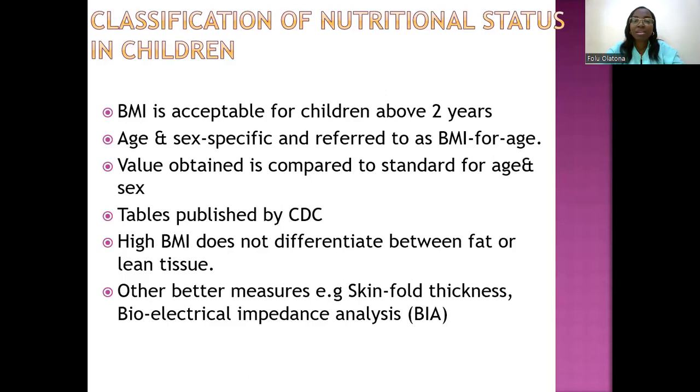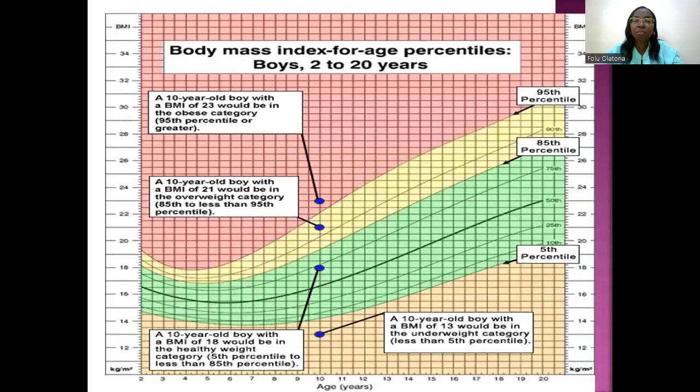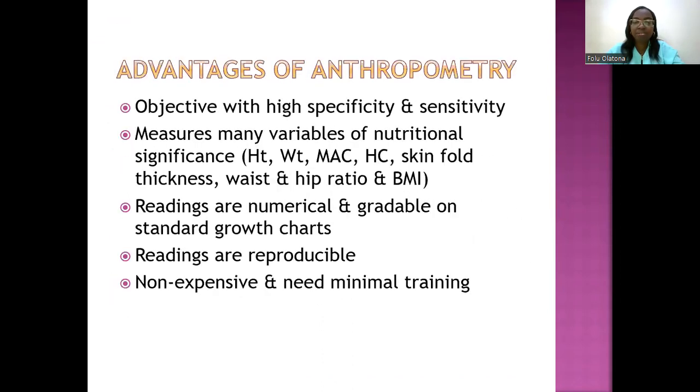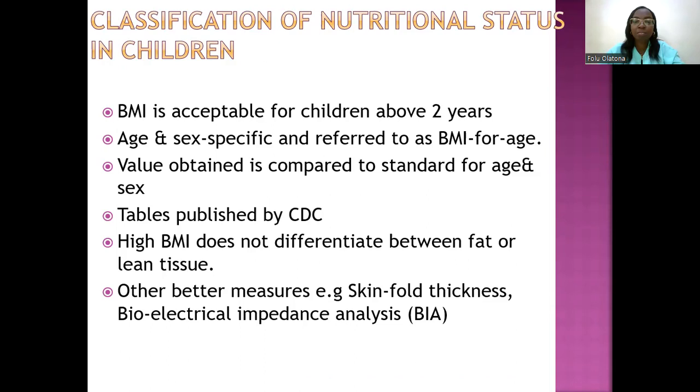Age and sex specific. So you see that this one is for boys. There are others that are for girls. So I'm using this example. So note that the BMI chart is age and sex specific. The value obtained is compared to the standard for age and sex. High BMI does not differentiate between fat or lean tissue.